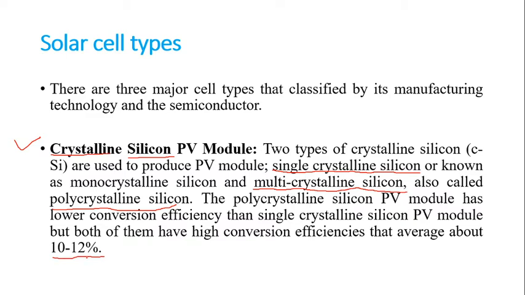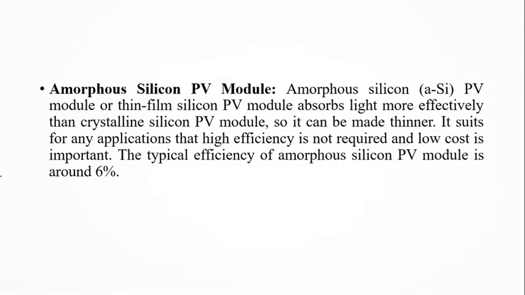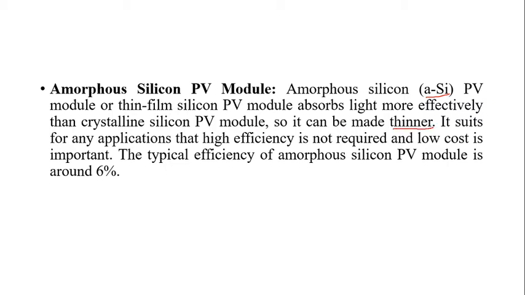Okay, the second one is the amorphous silicon PV module. The amorphous silicon, or a-Si PV module, or thin film silicon PV module, absorbs light more effectively than the crystalline silicon PV module. So it can be made thinner. We can make this type of a-Si PV module thinner than the crystalline silicon module.